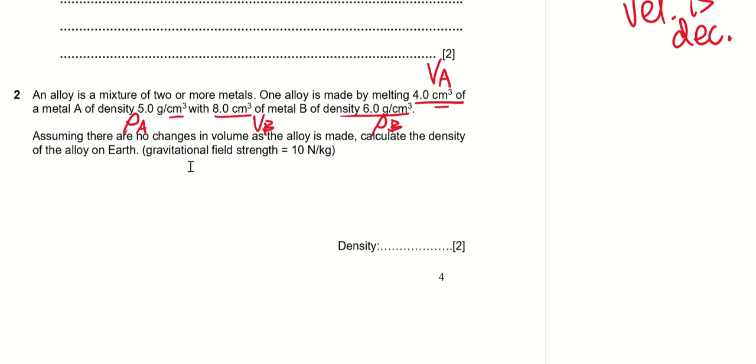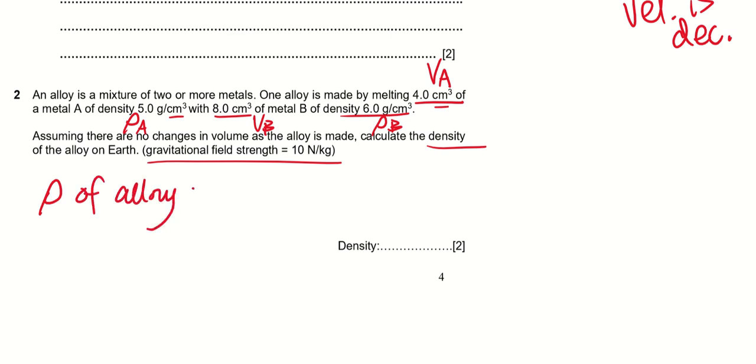Calculate the density of the alloy on Earth. They want us to find density. I don't know why they give us the g, but let's see. So in order to find the density of the alloy, we need to calculate the total mass of the alloy over total volume.